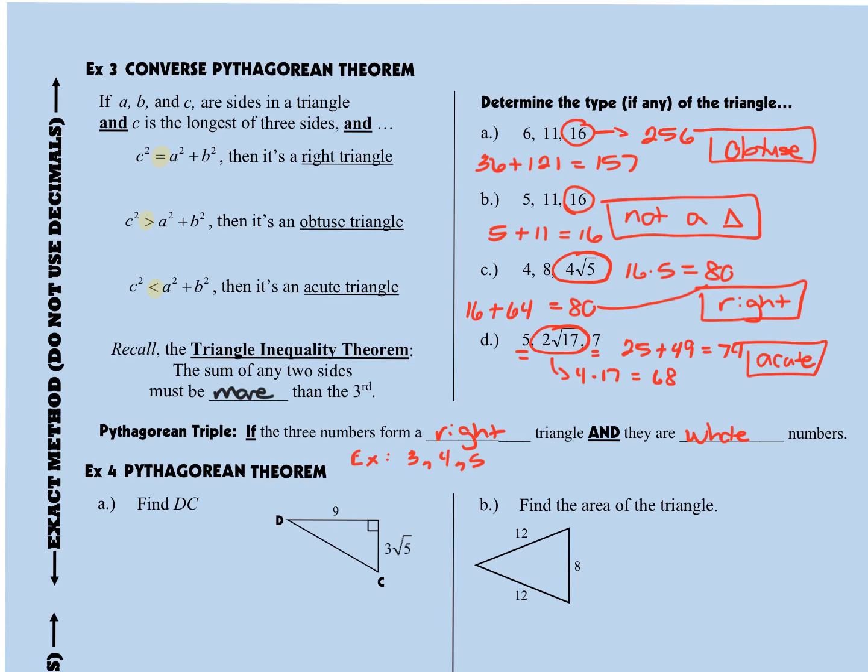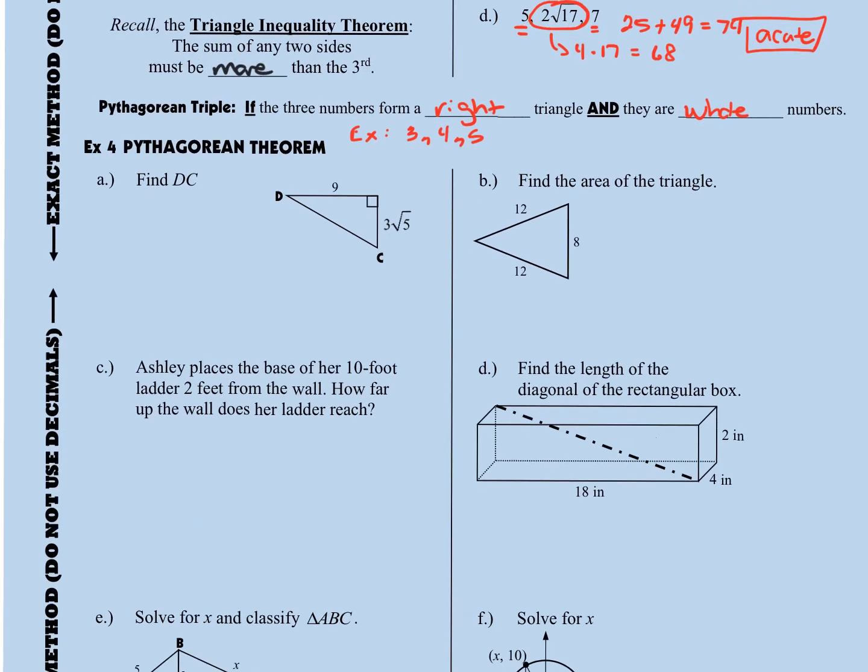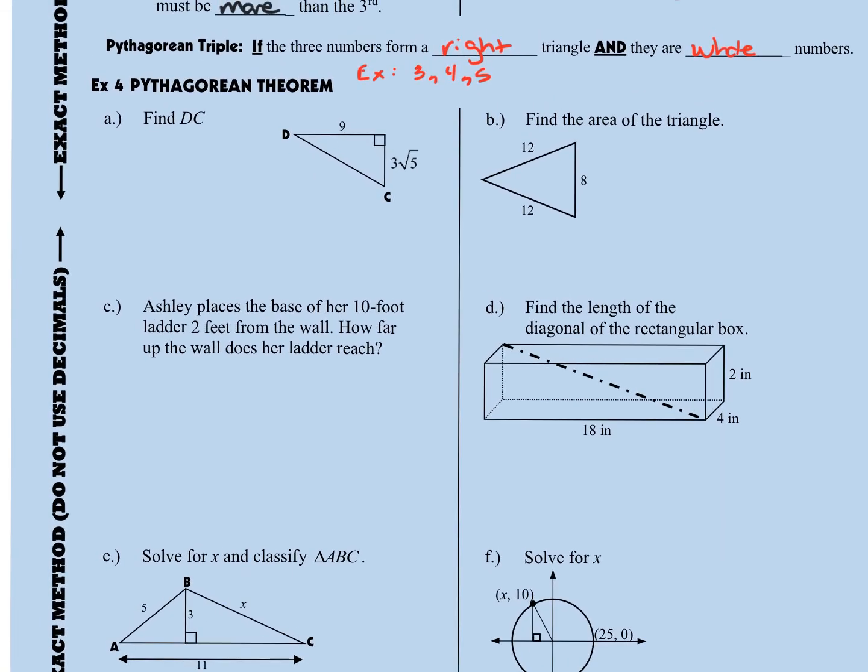Now we're going to do 2 quick little examples here. We're not going to go through all of these. We're going to do 2 quick examples, finding a missing value and finding the area of a triangle. So if we were asked to find DC, we could put our X there. We've seen this example before. We've done this one before.